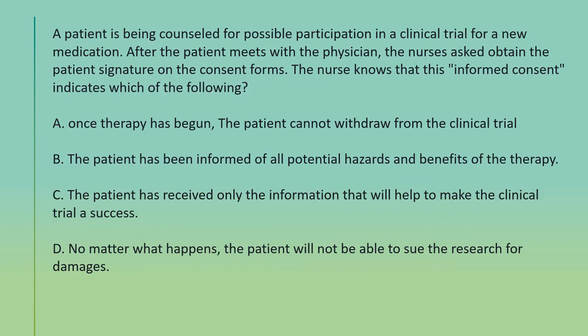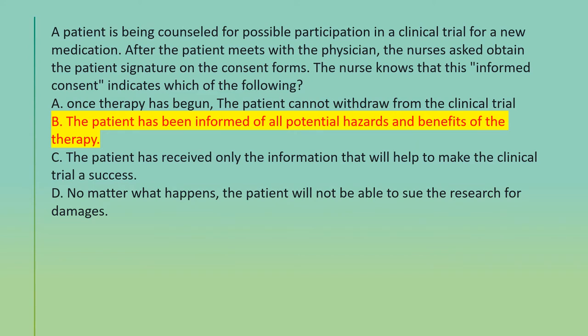A patient is being counseled for possible participation in a clinical trial for a new medication. After the patient meets with the physician, the nurse is asked to obtain the patient's signature on the consent forms. The nurse knows that this informed consent indicates which of the following? A. Once therapy has begun, the patient cannot withdraw from the clinical trial. B. The patient has been informed of all potential hazards and benefits of the therapy. C. The patient has received only the information that will help to make the clinical trial a success. D. No matter what happens, the patient will not be able to sue the research for damages. Answer B. The patient has been informed of all potential hazards and benefits of the therapy.